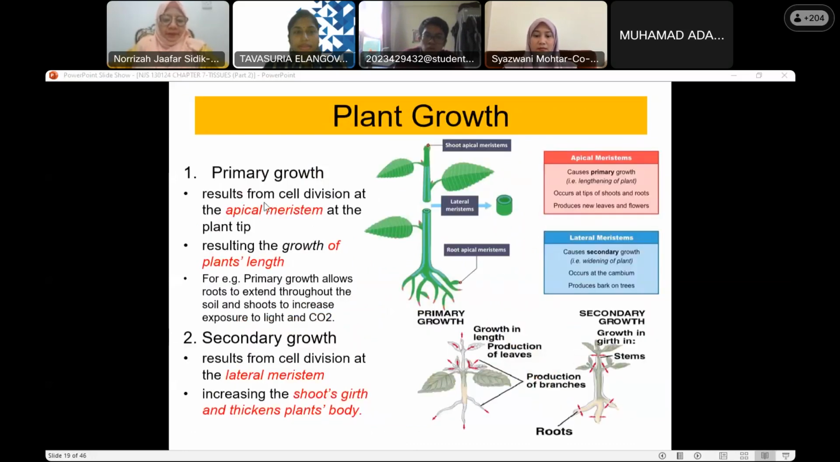Primary growth is the result of the cell division at the apical meristem. So it results in the growth of the plant's length. Whereas the secondary growth results from the cell division of the lateral meristem. So it will increase the girth and make the plant body thicken.